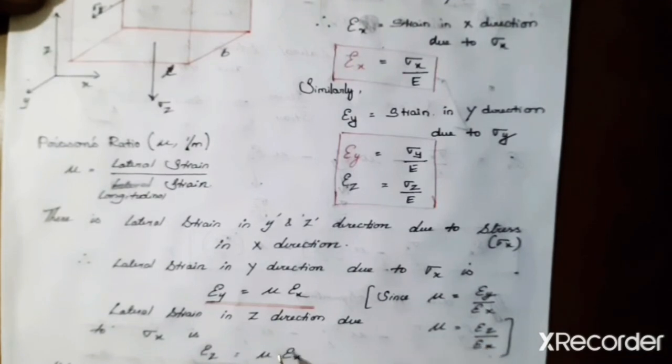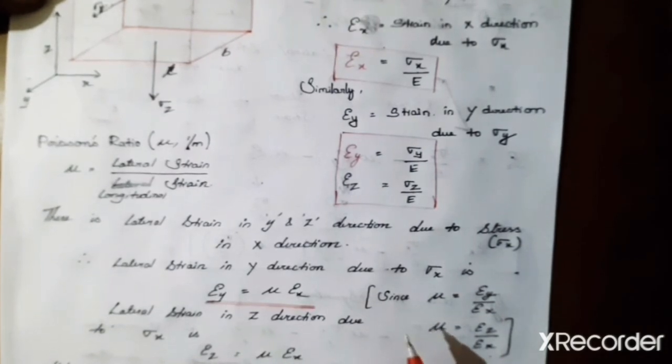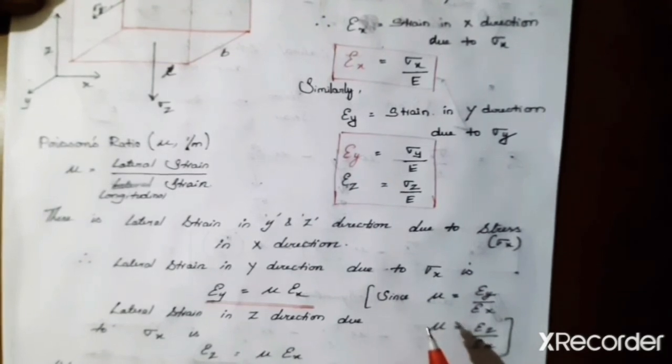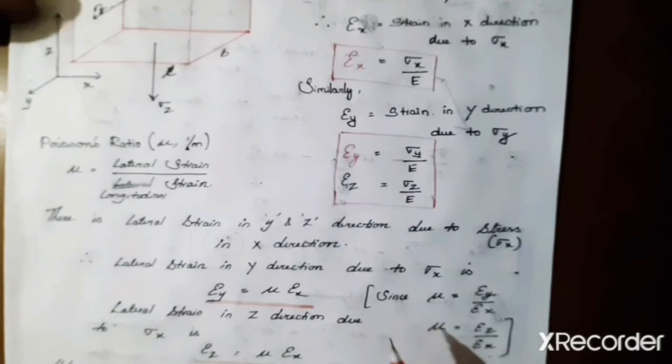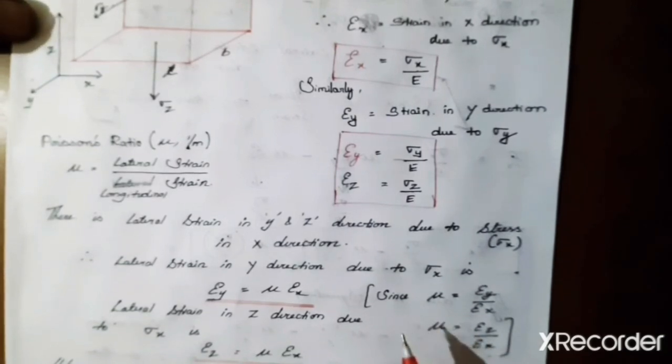Okay, so delta L by L will be the longitudinal strain and delta D by D, change in diameter with respect to original diameter, will be the lateral strain. In that case, only one lateral strain. But in case of here, there are two planes perpendicular to x direction. Therefore, we have two new equations.